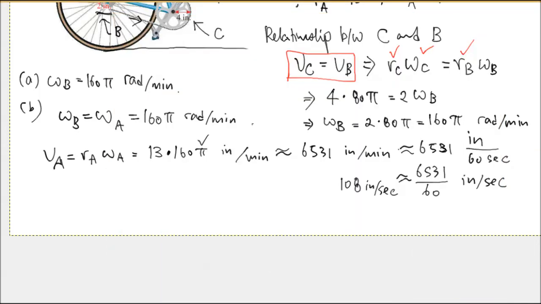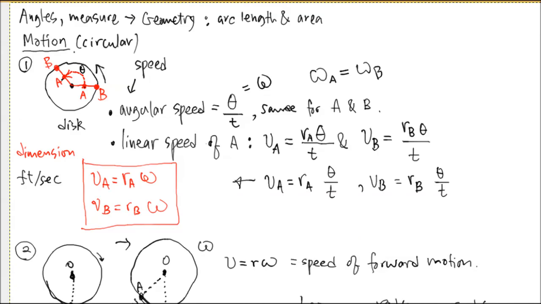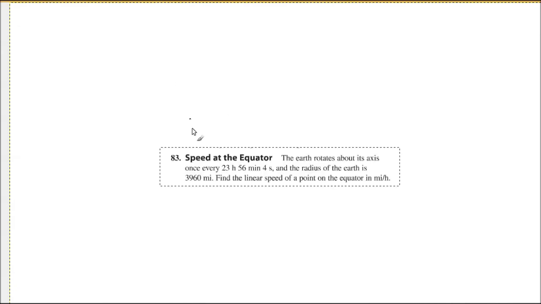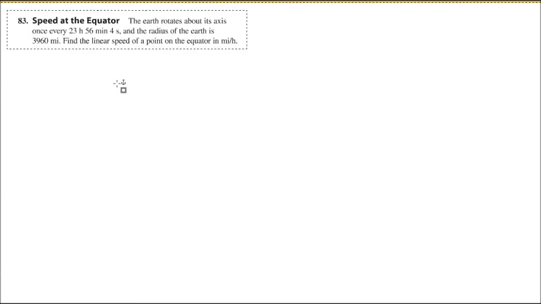All right, here's the top part. Delete. All right, let's read this question together. The speed at the equator. The Earth rotates about its axis, a bit like this.